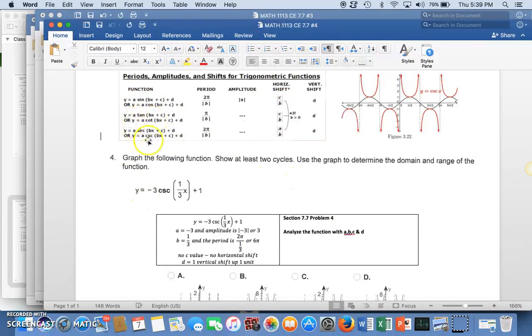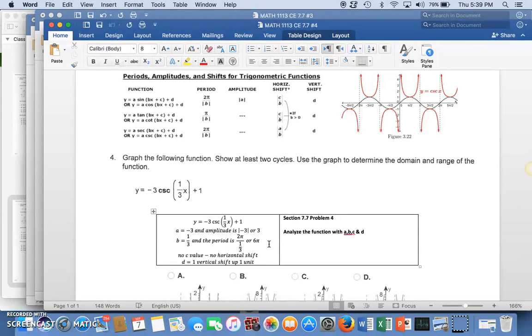So just like we've done previously, identify the A, the B, the C, and the D that they have. Given this as your problem, your A is -3, but your amplitude is 3. So if it ever asks you for amplitude, you give it 3, not -3. The B is 1/3, so the period is 2 pi divided by 1/3. Flip the 1/3 and multiply, which gives you 6 pi.